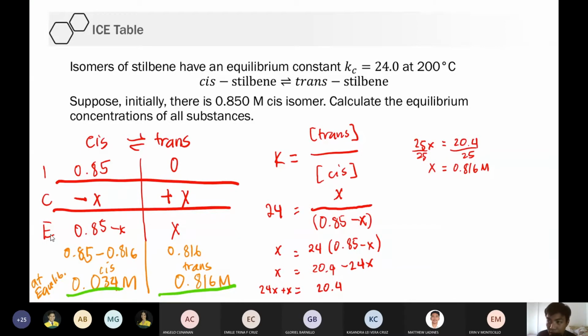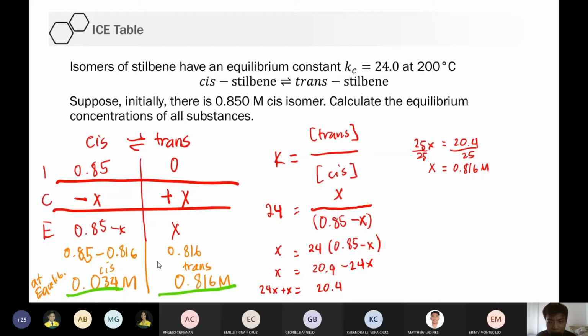Okay? To get the actual equilibrium concentration, you have to plug in the value of x. So, that's 0.85 minus x. Yan ay 0.85 minus 0.816 na because the value of x is 0.816. So we get that at equilibrium, the cis isomer is 0.034 molar. So the trans isomer is just x, so yun na yun, 0.816 molar na siya. Okay? So ganun lang siya kadali.